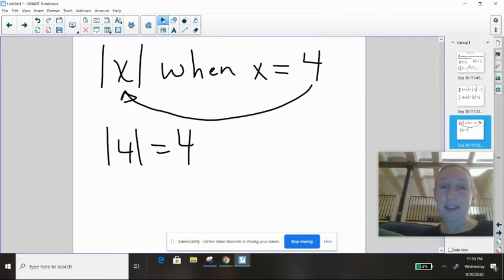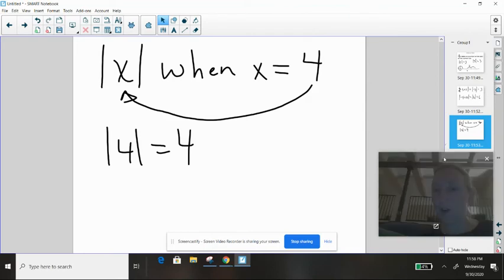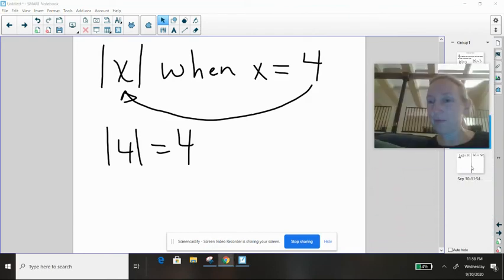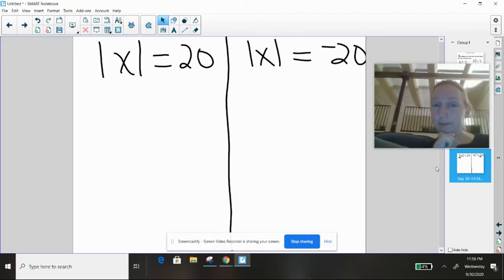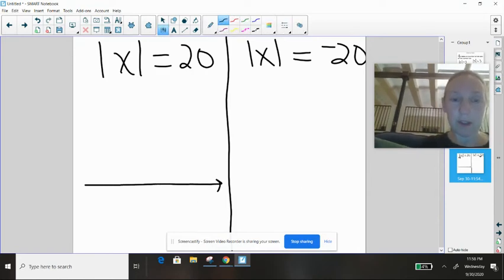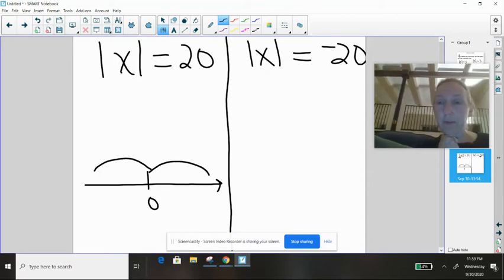And our last page is the trickiest one of all. Can you think of two numbers that have an absolute value of 20? So if I had my number line, can you think of two numbers that are 20 spots away from 0? I'm going to give you a minute of think time.